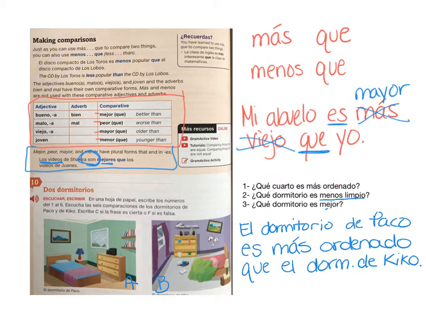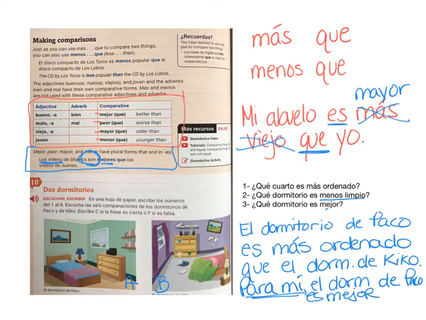And the third one is very much your opinion. ¿Qué dormitorio es mejor? What bedroom is better? Para mí, for me, in my opinion, para mí, el dormitorio de Paco es mejor, is better. And again, if I want to give my opinion, I can say para mí.